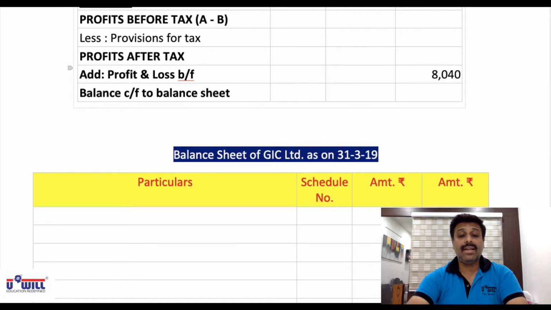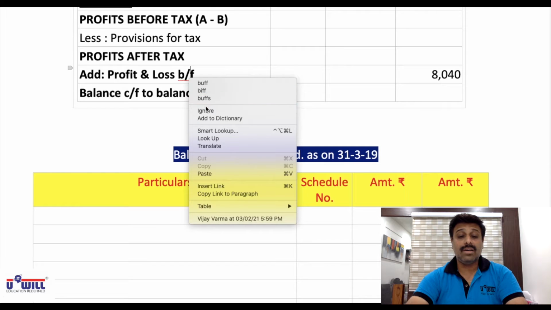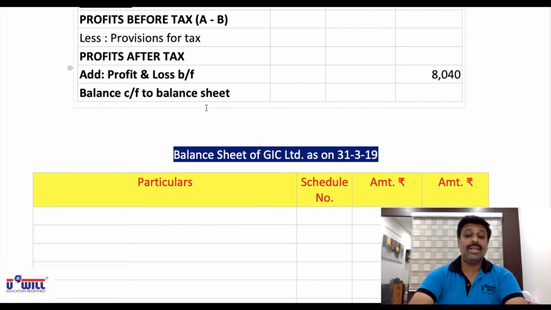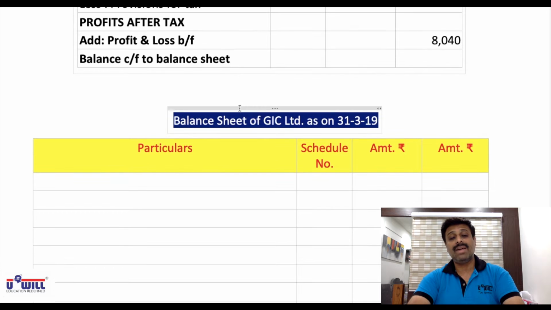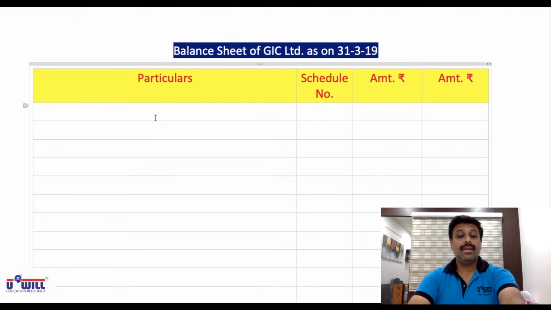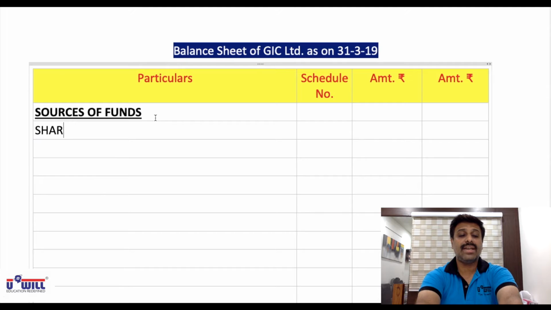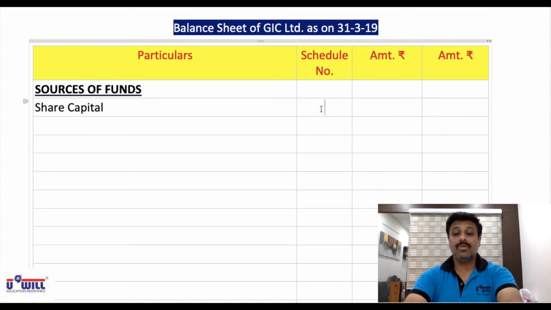We don't have any other item of reserves, transfer to reserves, or appropriations or dividend etc. given in the question. So after adding profit and loss brought forward, whatever remains, we will directly carry as balance carried forward to the balance sheet. Now in the balance sheet, very first we will show sources of funds. In that we will have share capital, which will show in schedule number 5. The first 4 schedules we will be showing in the revenue account, so this will be directly schedule number 5.